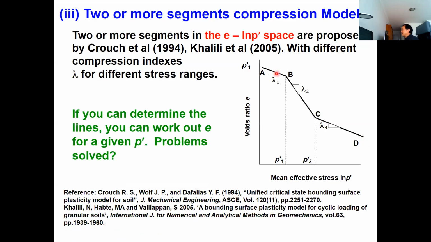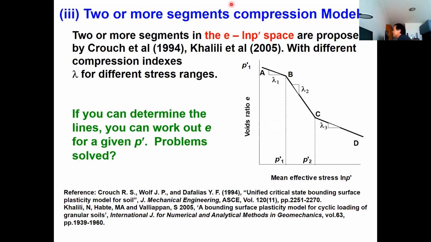So if you can work out the line mathematically, then for any given mean effective stress, you can work out the void ratio. For example, if this is the soil's mean effective stress, you go up, it meets the line at this point, you can work out the corresponding void ratio. This is what we call the model simulation. Why do you need a model? What is model simulation? What is model prediction? It means that if you have a model, you can predict it, you can work out the void ratio of the soil at any given mean effective stress.